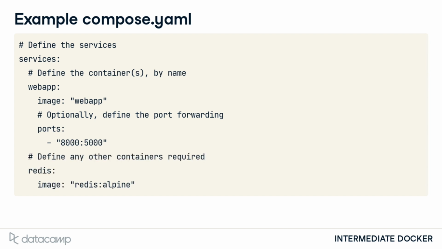Next, we define the other required component of the application, the Redis backend. If you're not familiar with it, Redis is a key value system used to store and retrieve data in a simpler form than a relational database. Our Redis container uses the Redis:alpine image.